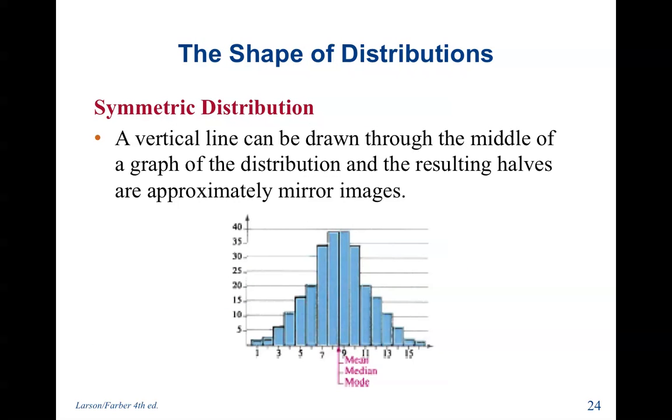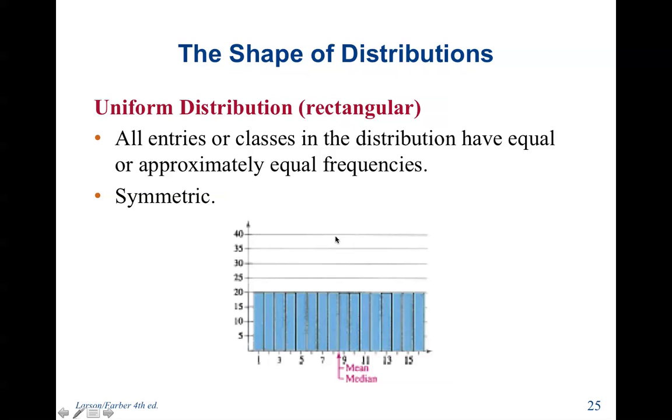In a symmetric distribution, a vertical line can be drawn through the middle of a graph of the distribution and the resulting halves are approximately mirror images. In this case, the mean, median, and mode are all the same and they're right in the very center of this symmetric distribution. Another distribution is called a uniform distribution, where all entries of a class in the distribution have equal or approximately equal frequencies. Notice the mean and the median are still in the middle, but there is no mode because there's the exact same number for each class.